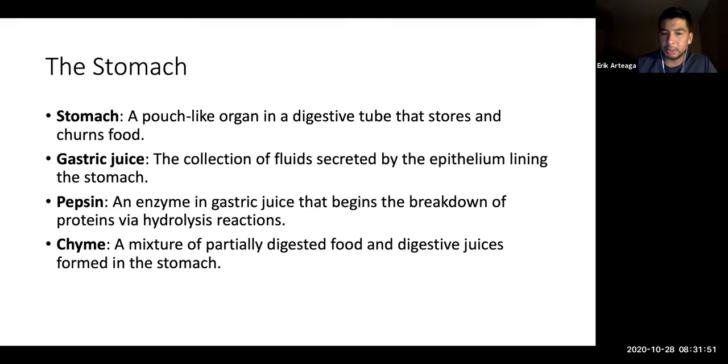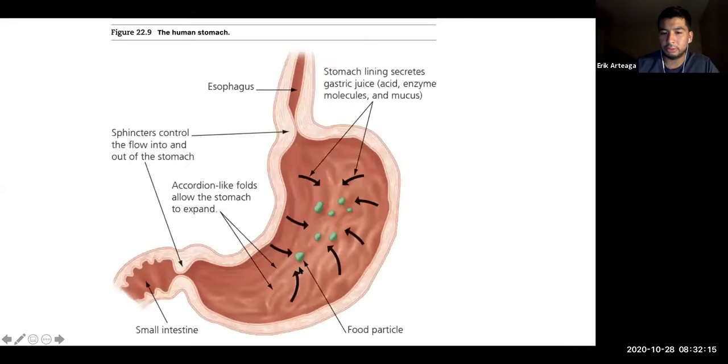Okay, so pepsin, this is an enzyme in gastric juice that begins the breakdown of proteins by hydrolysis reactions. Okay, so chyme is going to be the mixture of partially digested food and digestive juices formed in the stomach. So this is what you would vomit up if you were sick. Okay, so if you swallowed some food, chewed it up, waited about an hour, and you got sick and vomited up your food, chyme is what vomit is, right? It's a bunch of mixed food with your digestive fluid.